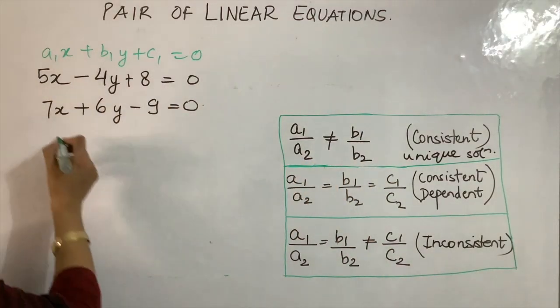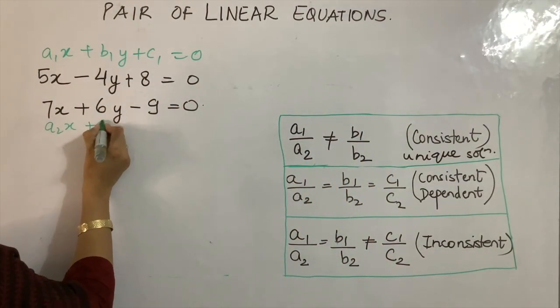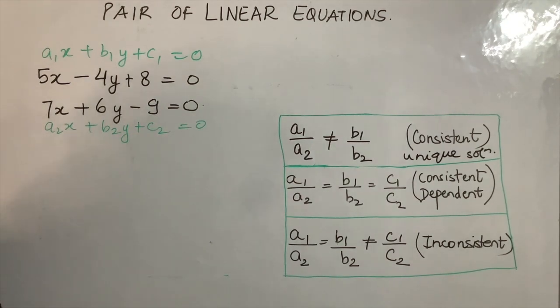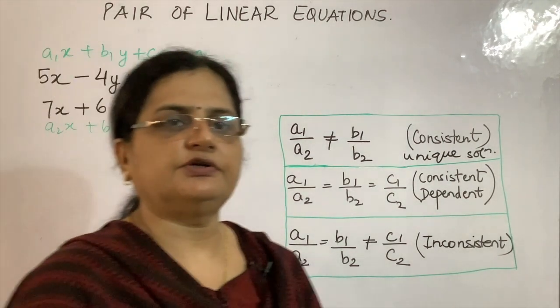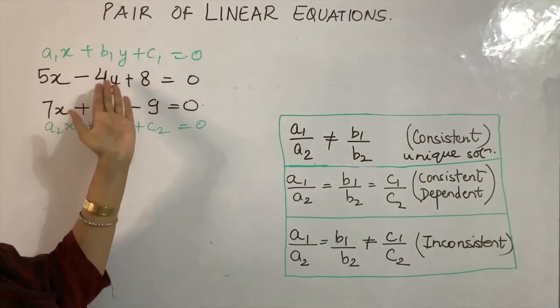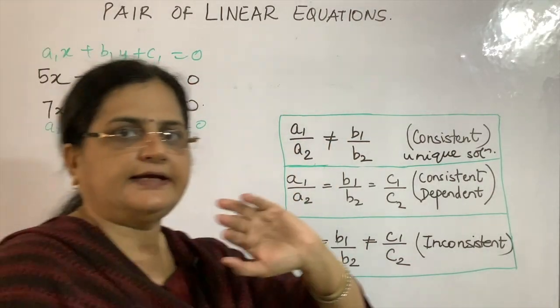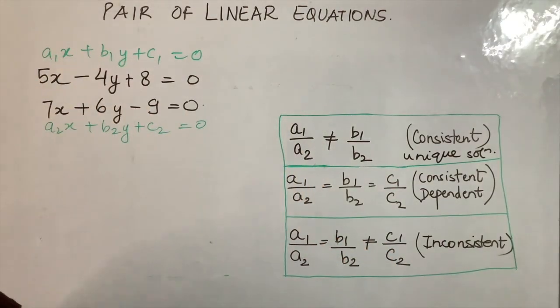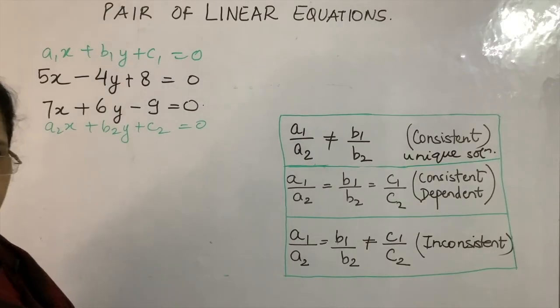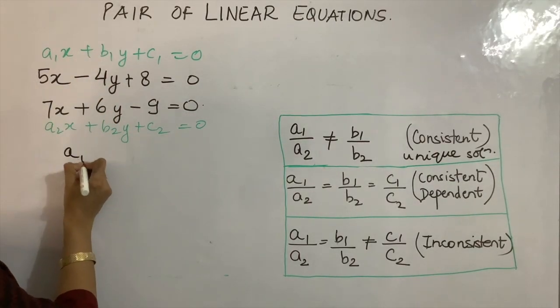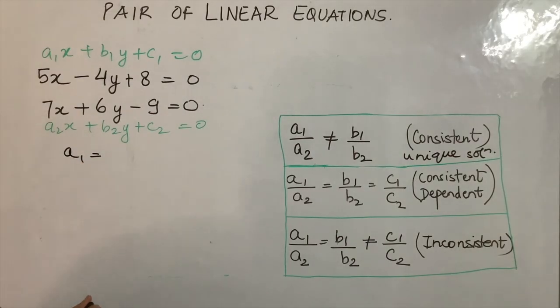And what is this equation? a2x plus b2y plus c2 is equal to 0. The most common mistake I have seen children making is that they do not transpose all the terms to the left hand side. The right hand side has to be 0. Once you have done this, what do you do? You compare with this equation. So what value of a1 do you get?